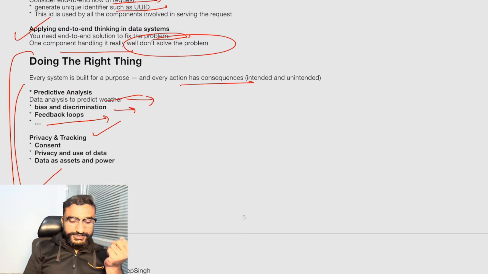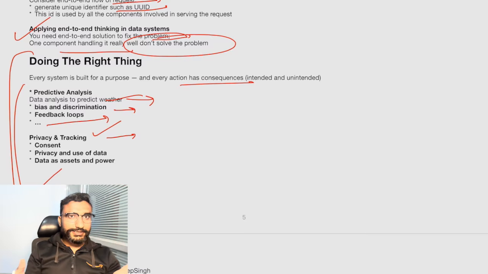Similarly, the next thing is privacy and tracking. We are in data systems, right? So whatever data we are managing, we always try to get the consent of a user. What if there's user personal information? You have the consent that okay, you can store this information, I can process this information, I can take actions, or I can derive insights from this information. So all those things. You should have the consent of a user, privacy and use of data, how you are trying to use that data, and who all users can access that data. So that kind of thing.